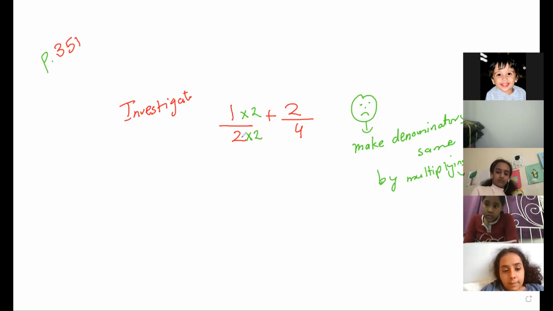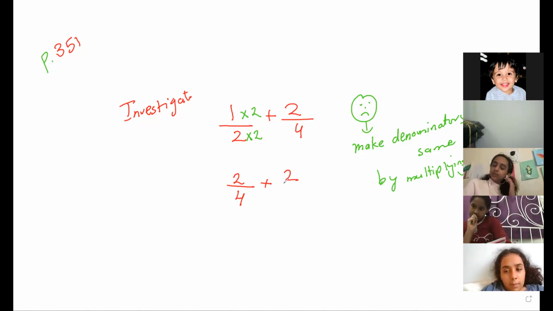Now, I told you to make the denominator and the numerator same. I made them same. So when you multiply 1 and 2, I get 2. When I multiply 2 and 2, I get 4. Plus, are the denominators same now?